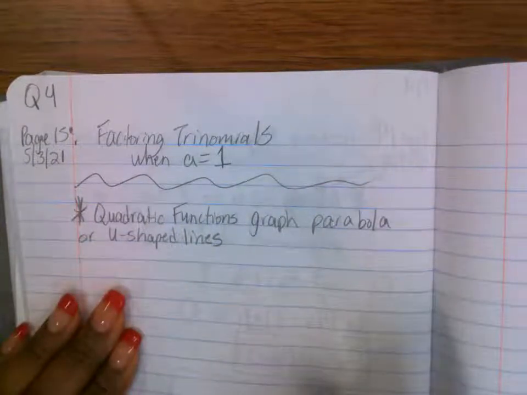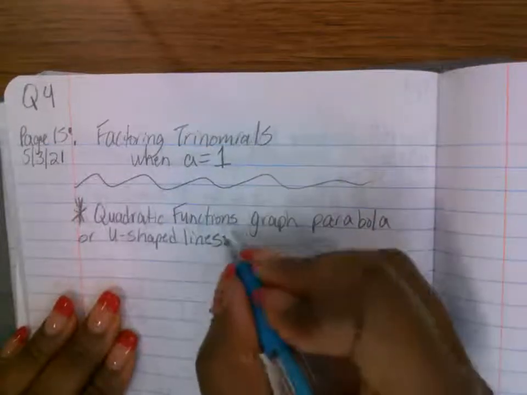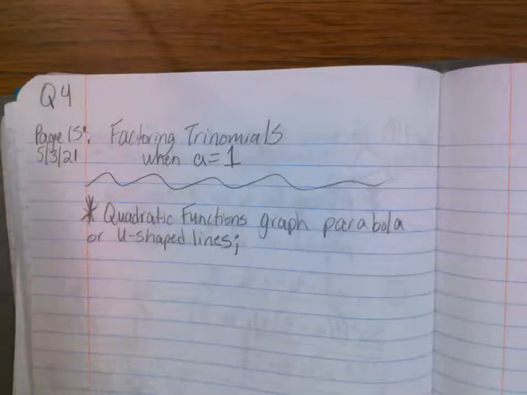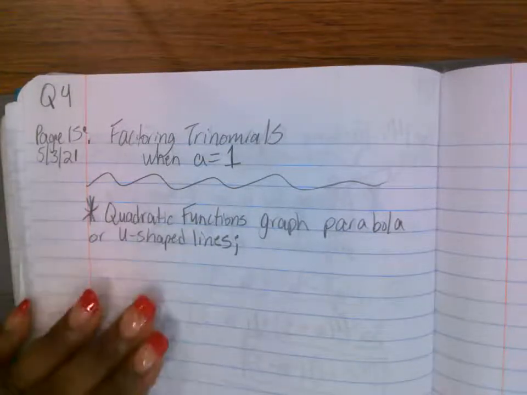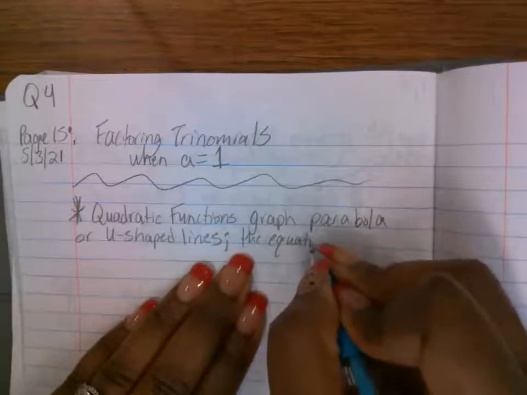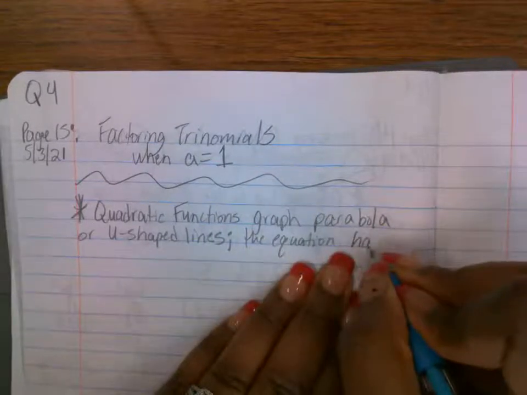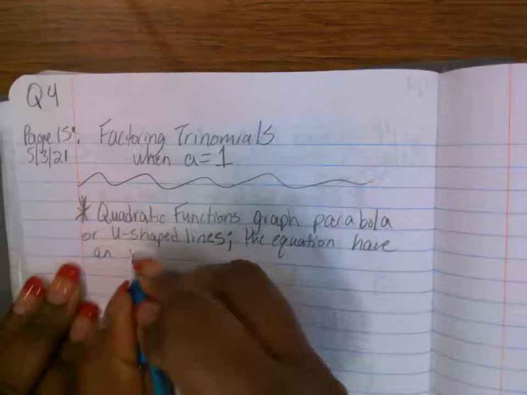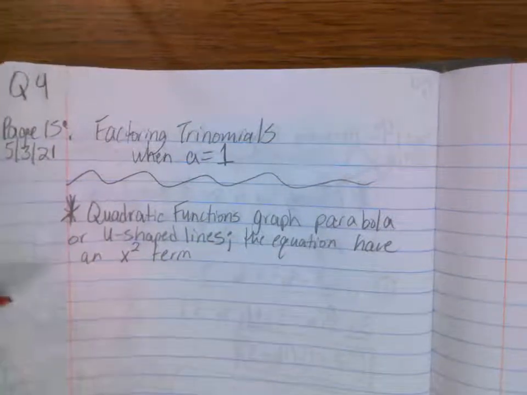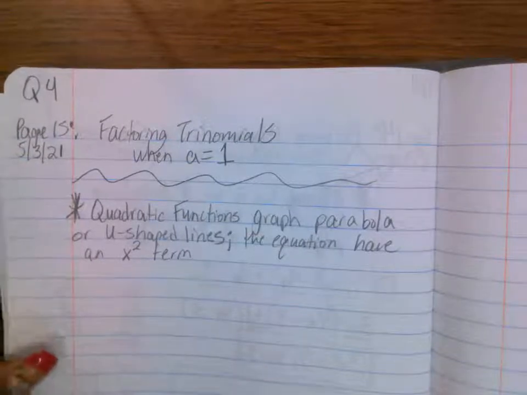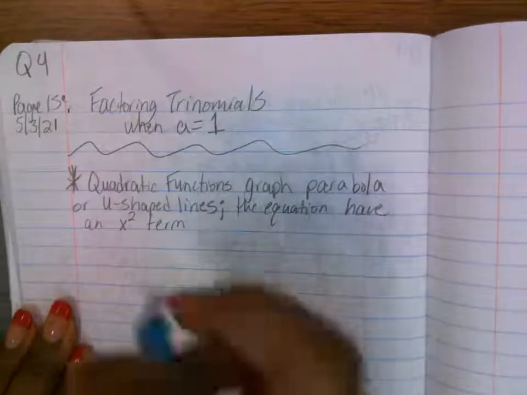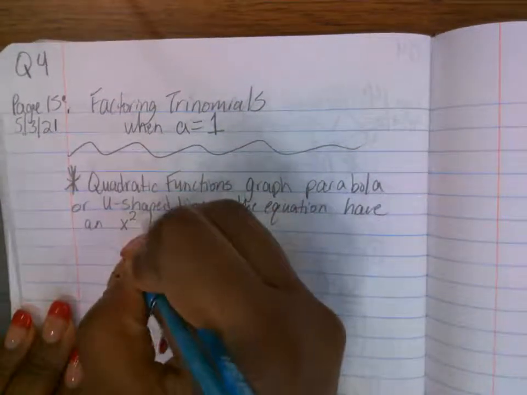Okay. U-shaped lines. They also have an x squared term. You cannot have a quadratic function if it doesn't have an x squared term. The equations have an x to the second power term. Without the x to the second power, it would not be a quadratic function. So, Ms. Reyes, what are you saying there? This is what I'm saying. This is the visual.